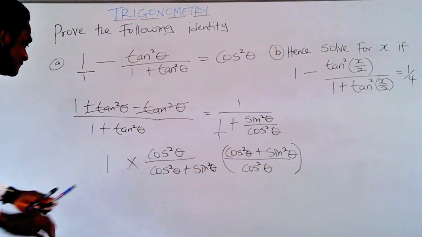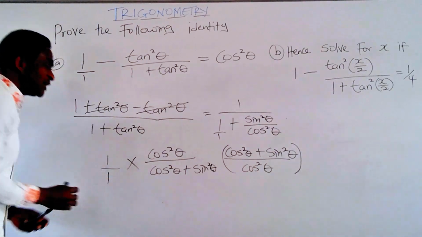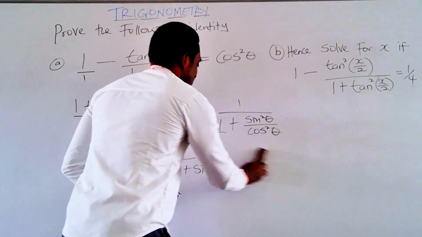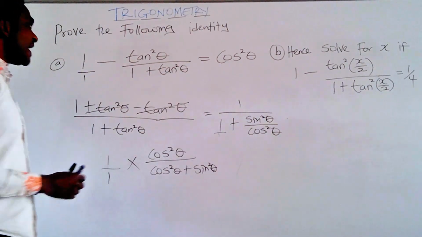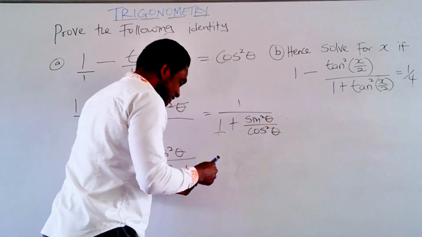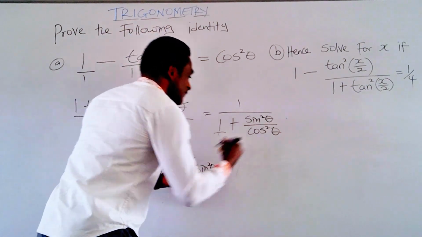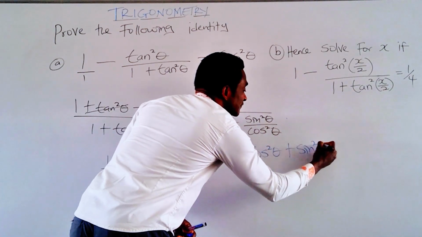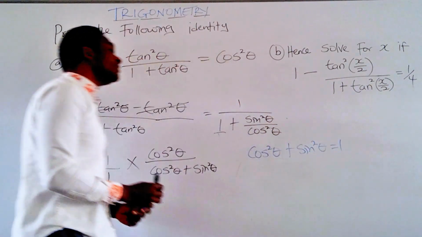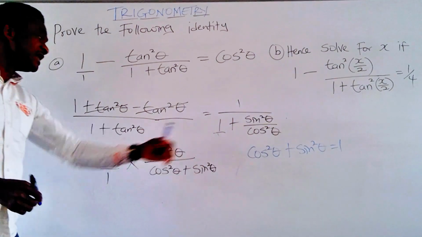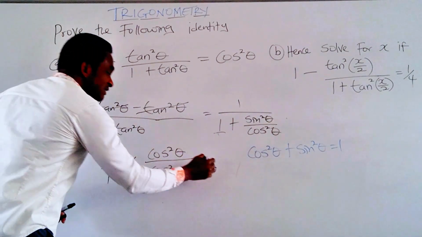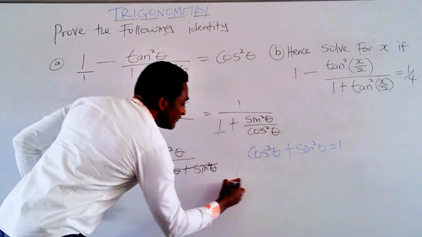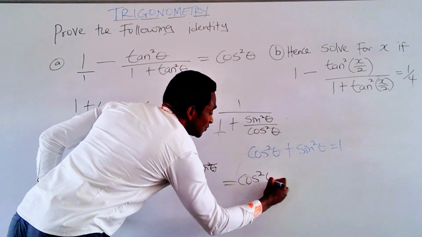Now, this is 1. Remember, 1 is still the same thing as 1 over 1. Now, let's go through this identity. Remember the identity that cos squared theta plus sine squared theta is equal to 1. It's a trigonometric identity. So having that identity in mind, it means that this will cancel out this because this is equivalent to 1. So our final answer is cos squared theta.